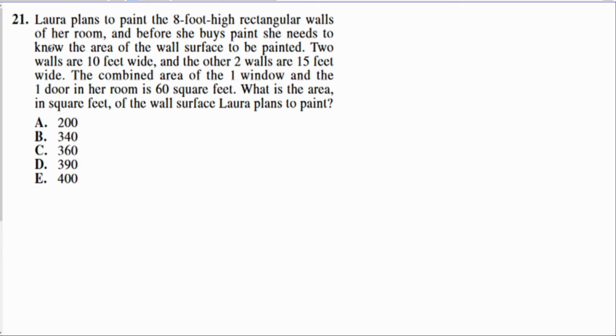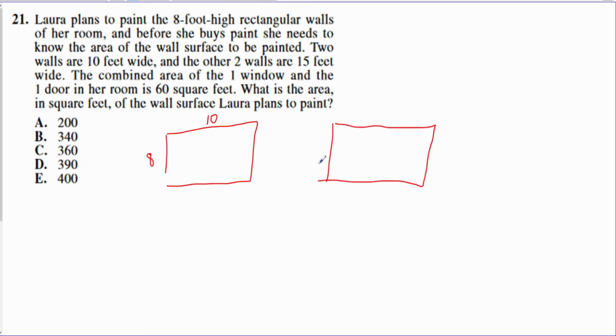So problem number 21 says that Laura is painting an 8-foot rectangular wall in her room. And if you read along, it says 2 of the walls are 10 feet and 2 walls are 15 feet. Again, I like to draw myself a picture. So let's start off with a wall that is 8 feet tall and 10 feet wide. And then there's another wall that is instead 8 feet by 15. To find the area of a rectangle, we just multiply length times width. 8 times 10 makes 80 square feet. 8 times 15 makes 120 square feet.